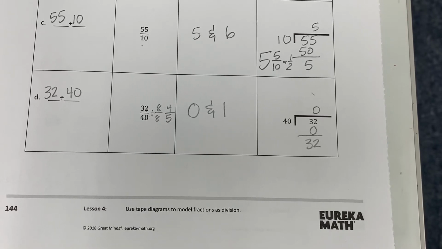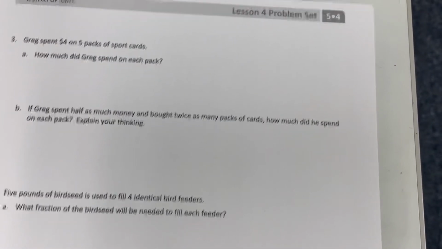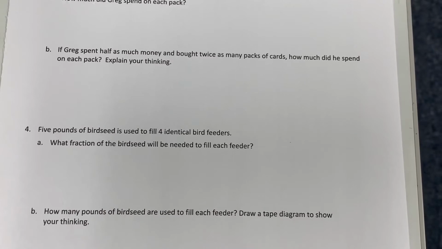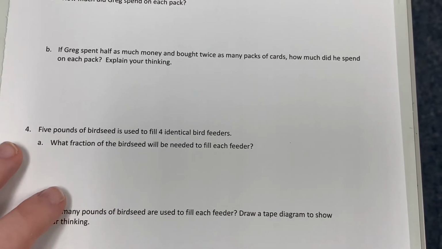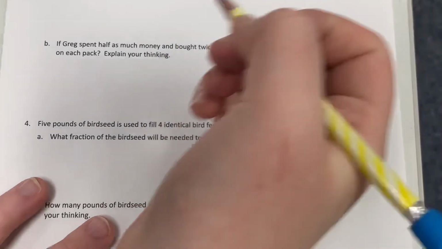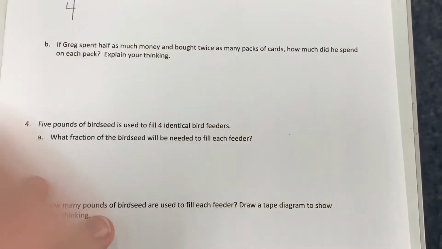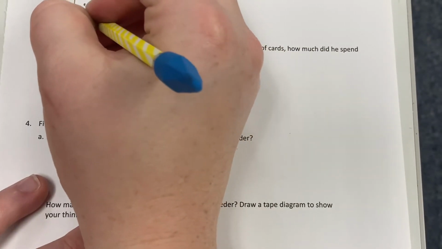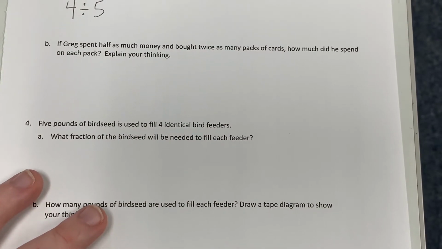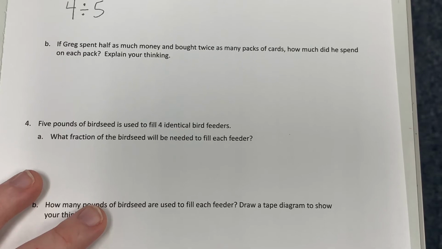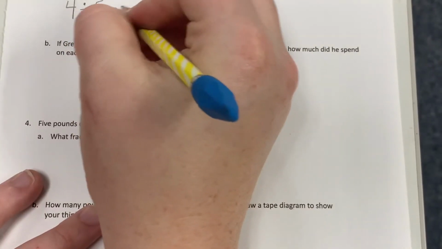Got it? And our last page. Greg spent $4 on 5 packs of sport cards. How much did Greg spend on each pack? Well, it tells us he spent $4 on what? 5 packs. So we need to do what? 4 divided by 5, right? How would you write 4 divided by 5 as a fraction? 4 over 5.